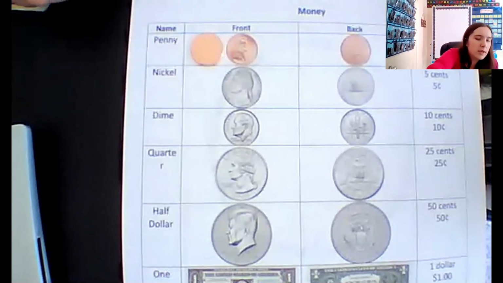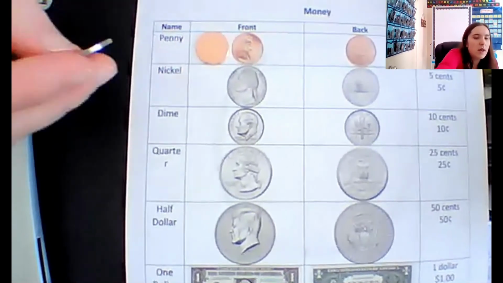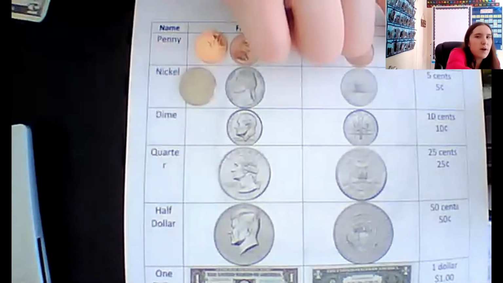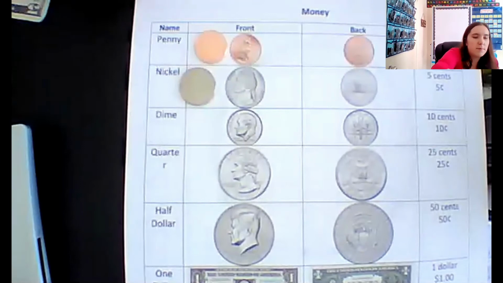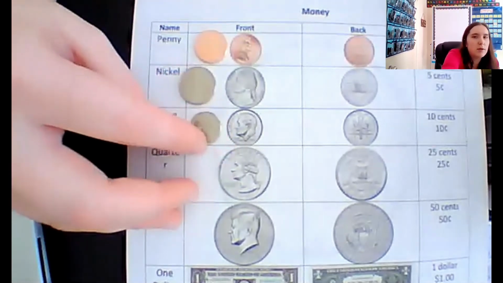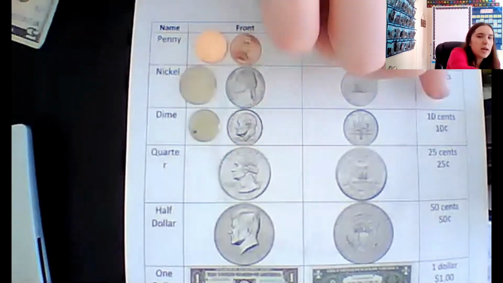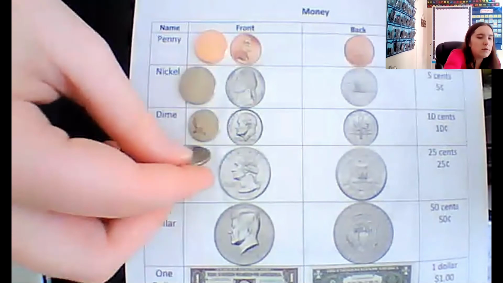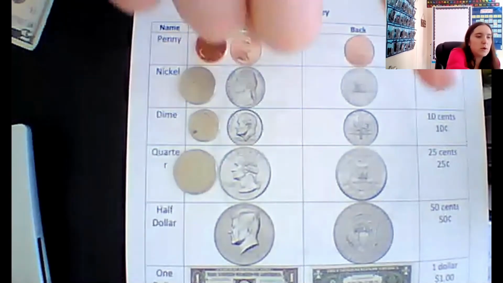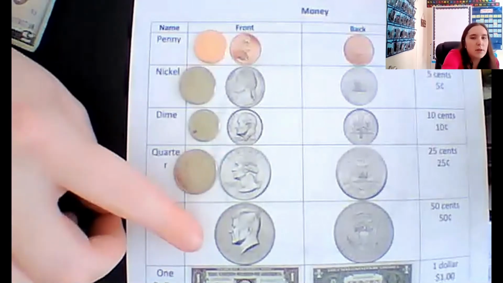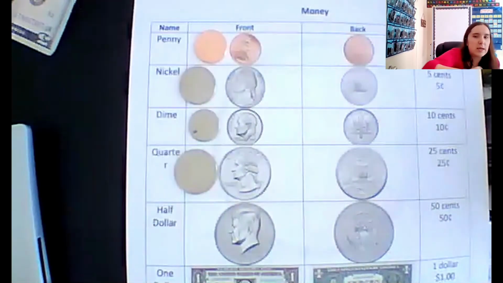And then I can go to my next one. It's called a nickel, and it is worth 5 cents. So 5 cents. Then I can come down here to my dime. My dime is a little smaller, and it is worth 10 cents. Then we have a quarter, which is worth 25 cents. And then I don't have a 50-cent piece, but it looks like this, and it is worth 50 cents.